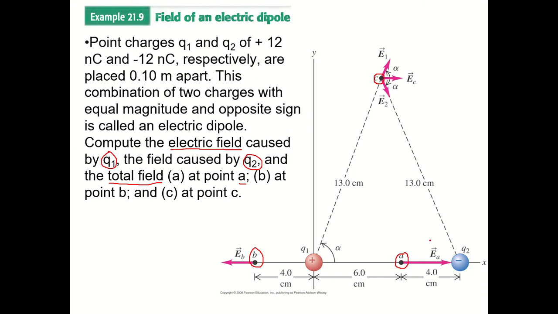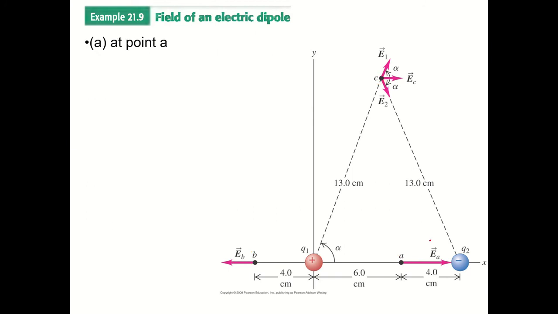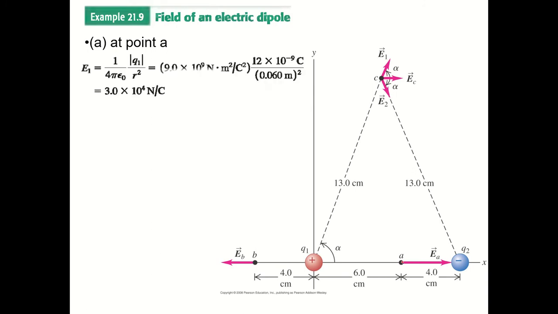All right, so here's the solution, class. At point A, we again use the formula for electric field. For E1, at this point A, we have 1 over 4 pi epsilon sub 0, which is our k, multiplied by Q1 divided by r squared.